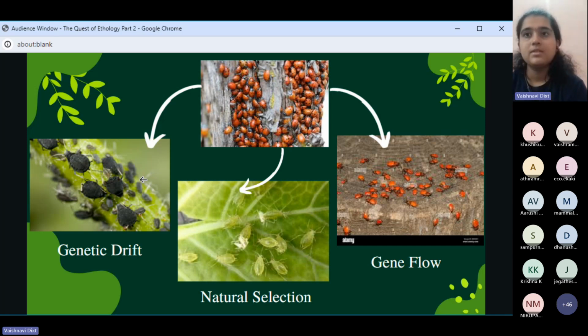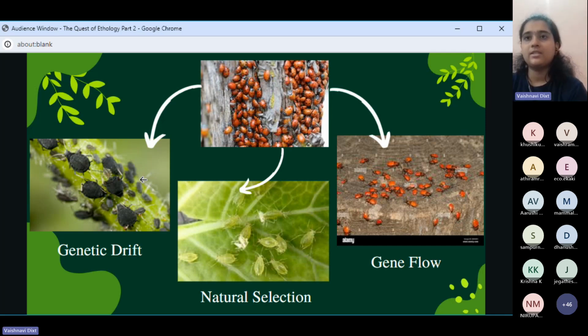But suppose the tree catches fire, most of the red bugs get killed, and only the black ones remain. This was a sudden change in the population, right? Now you could not predict. They wouldn't have been selected, but you can't predict. That was a sudden change in the population because of the environment, maybe. So this sudden change is called genetic drift.